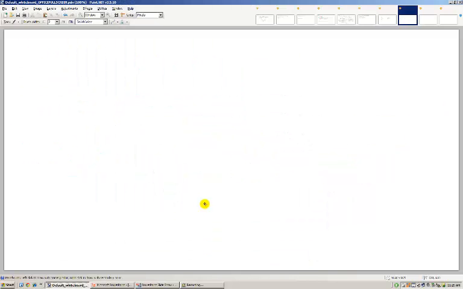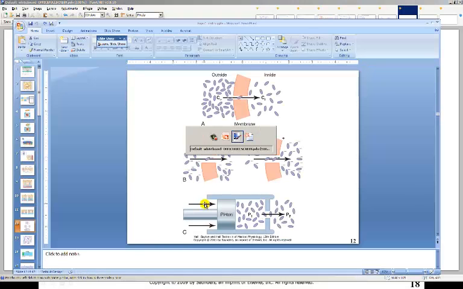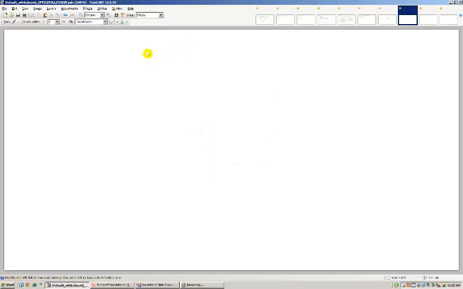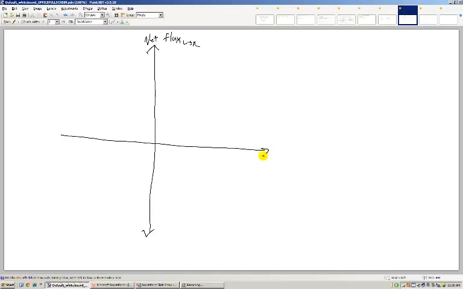So here's what happens. I'm going to draw this. It might be easier if I draw it by hand. So let's say we're going to measure net flux left to right versus the concentration difference left to right.